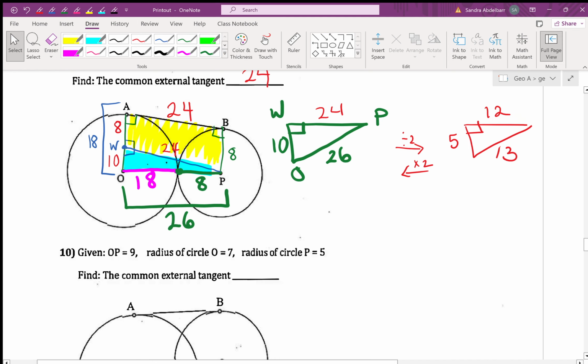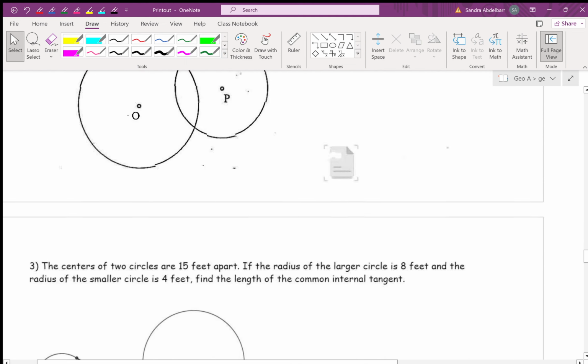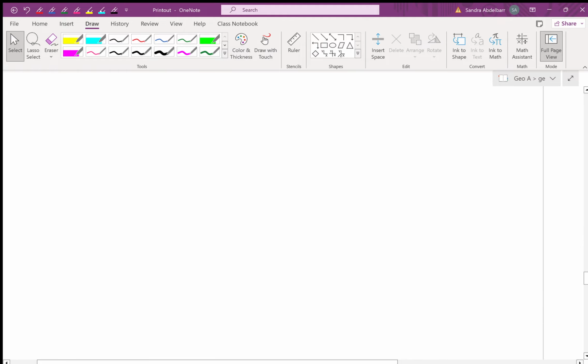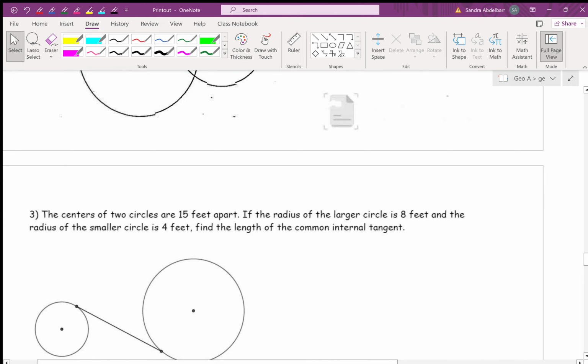You still copying? Can I keep going? One more. I'm going to do number 3 with you. So I'm going to skip number 10 and go to number 3. You like how I numbered that?